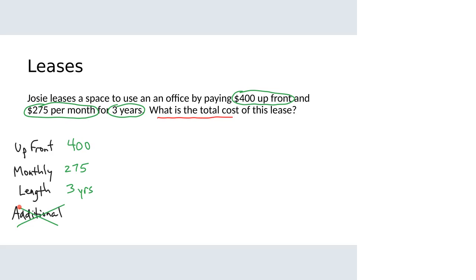Now, the length of the lease, what really matters there isn't so much the 3 years as how many times Josie is going to make this payment. She's going to make this payment monthly for 3 years, so how many payments is she really going to make?